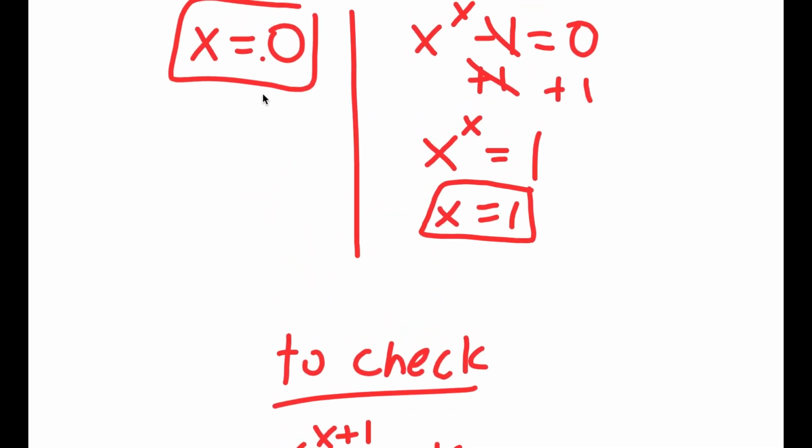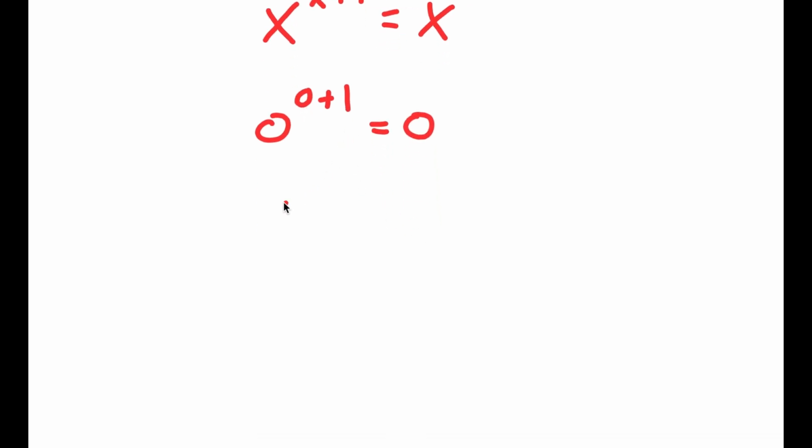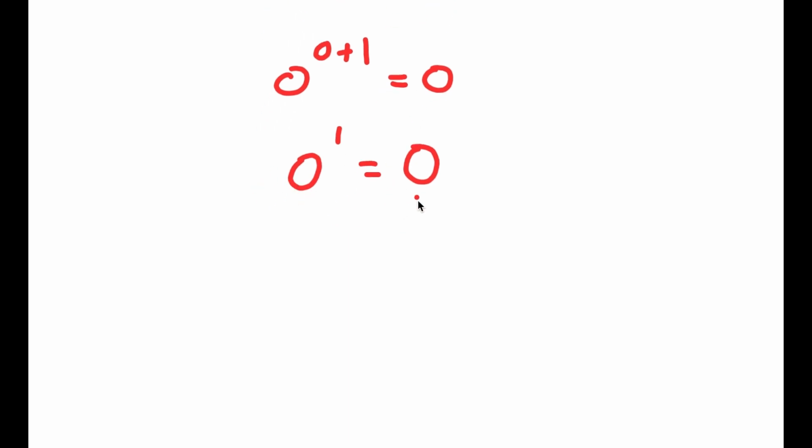And our first solution is 0. So if I plug in 0, I get 0 to the power of 0 plus 1 is equal to 0. Now 0 plus 1 is 1, so I have 0 to the power of 1 equals 0, and 0 to the power of any number is itself, so I get 0 equals 0.